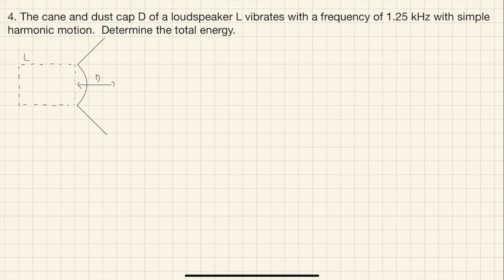Question 4. The cone and dust cap D of a loudspeaker L vibrates with a frequency of 1.25 kHz with simple harmonic motion. Determine the total energy. First, in this question, we'll draw a diagram to represent the loudspeaker L and the dust cap D. To solve this question, we'll need to find the equation for total energy, which is expressed by half m omega squared x initial squared. The total energy in a system can be found by adding the kinetic energy and potential energy. By using the equation for total energy, we can get half times 4 pi squared over T squared times m times x initial squared.